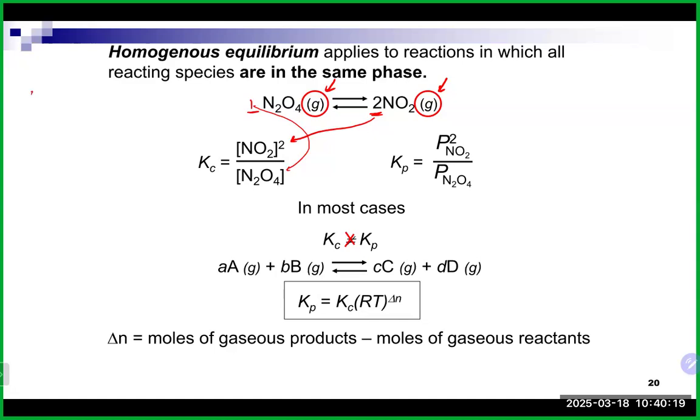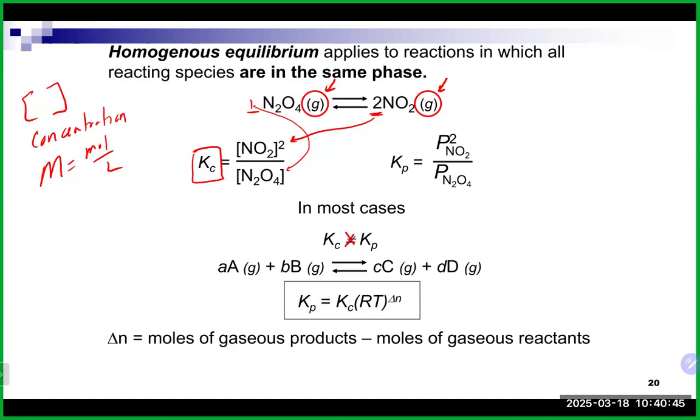And again, a reminder that the brackets here mean concentration. Typically what we're talking about is molarity, which is moles per liter. This equilibrium constant, because it is dealing with concentrations, is sometimes referred to as the Kc value, C meaning that you're calculating it based on concentrations.